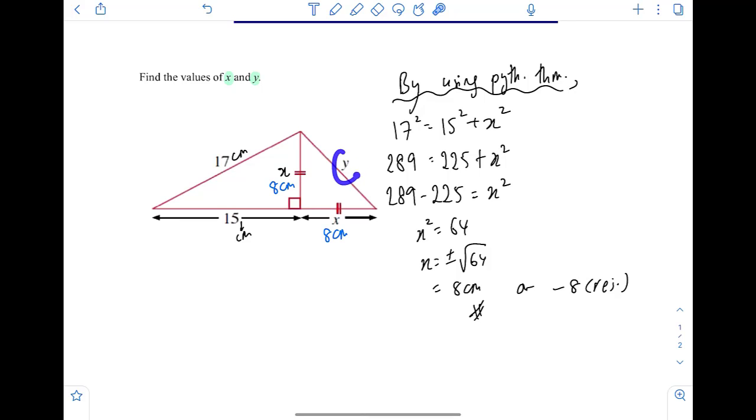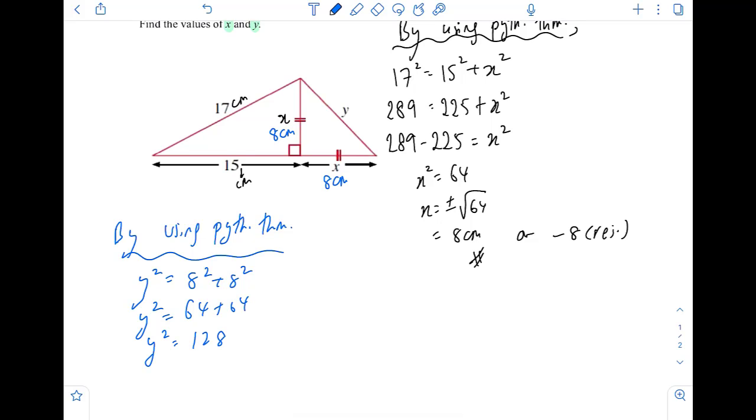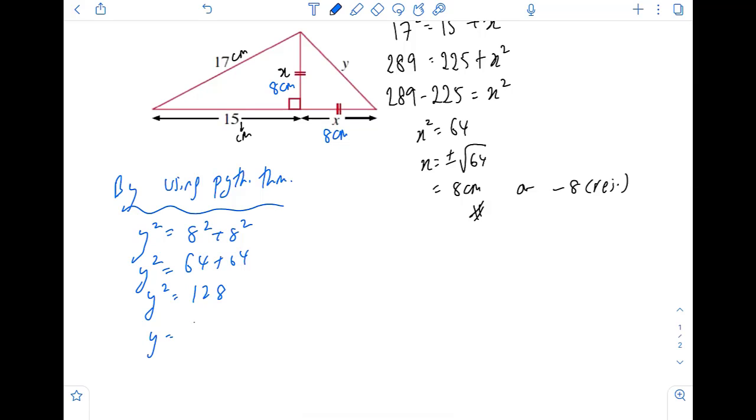So to find y, we do another round of Pythagoras theorem, this time round for the smaller triangle. So by using Pythagoras theorem, y square, we start with the hypotenuse, right? Hypotenuse is y square is equals to 8 square plus 8 square. So y square is 64 plus 64. Y square is 128. Y will be equals to plus minus square root 128, which I believe is going to give us decimal placing.